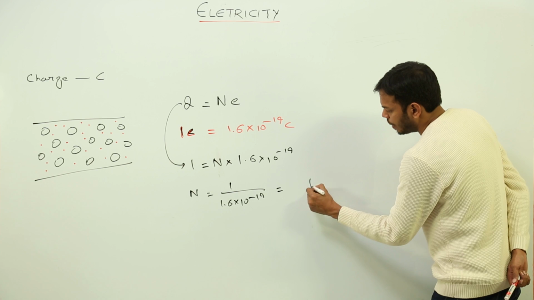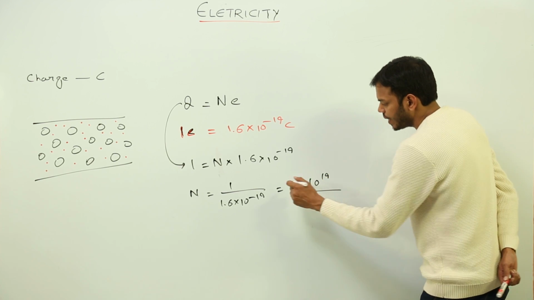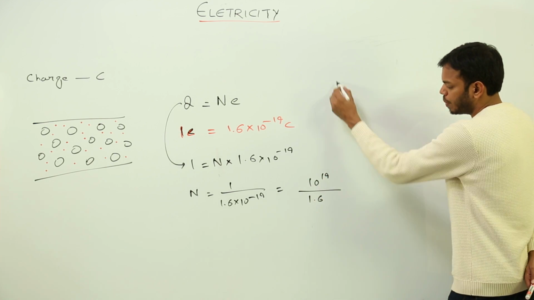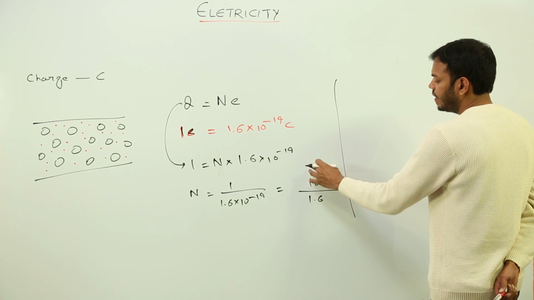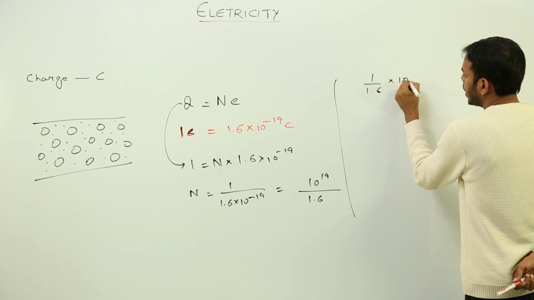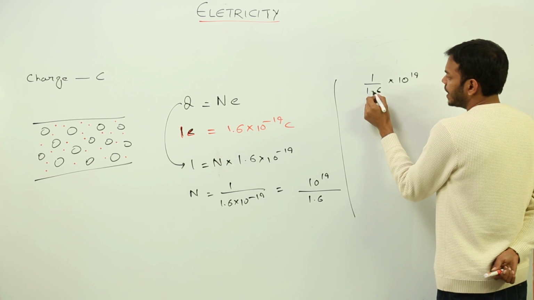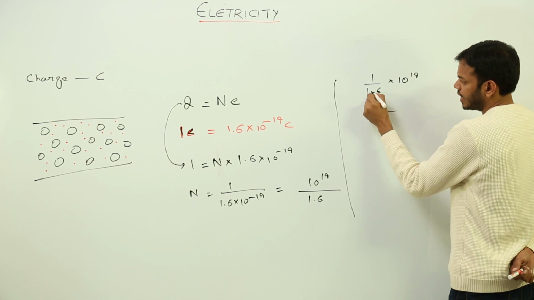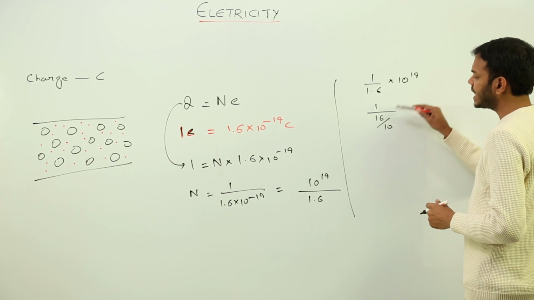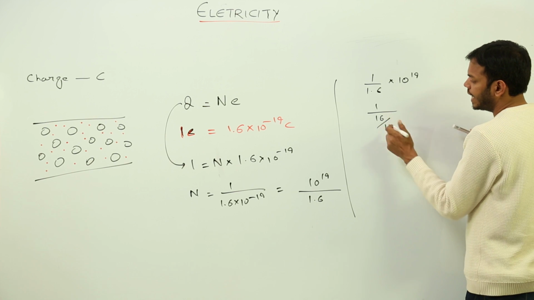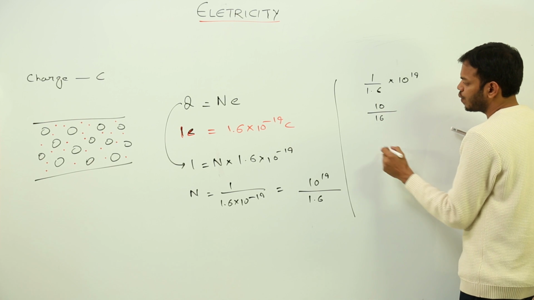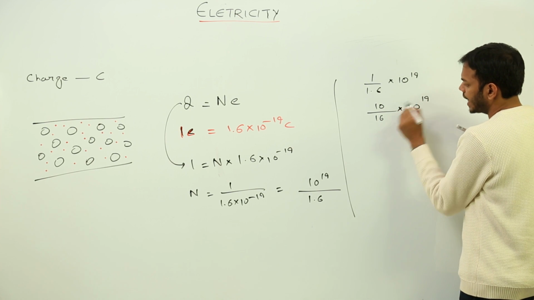10 raised to power minus 19 goes up and becomes 10 raised to power plus 19. I am left with 1 upon 1.6. I am not going to disturb this 10 raised to power 19. All I am going to do is deal with 1 upon 1.6. This decimal becomes 16 upon 10. Instead of writing 16 upon 10, I can write the 10 on the numerator side, times 10 raised to power 19.